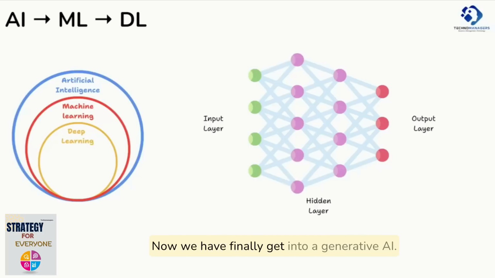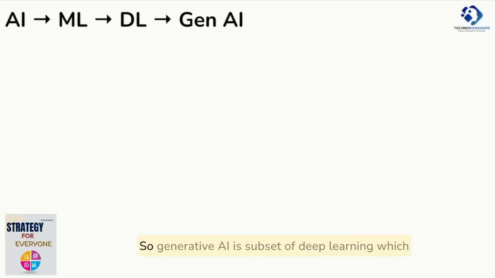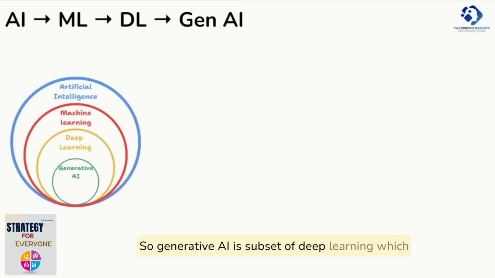Now we have finally got into generative AI. So generative AI is a subset of deep learning, which means it uses artificial neural networks and processes both labeled data and unlabeled data and creates robust models which are capable of creating new data. Now you are able to understand how generative AI fits in all of these AI paradigms. Without deep learning, we would not have the powerful models capable of generating realistic images, text, and other forms of data. I hope all the dots are getting connected with this.